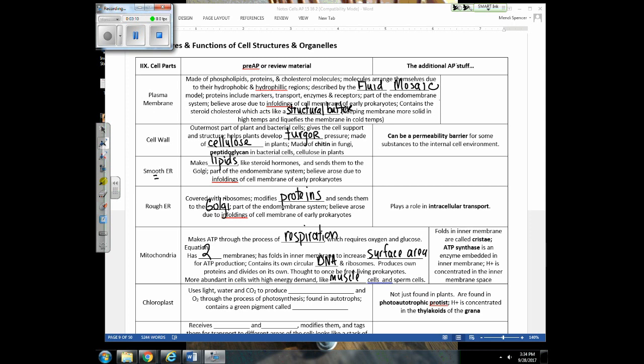The chloroplast does photosynthesis. In photosynthesis, it's producing organic molecules. Many of you probably put glucose there, but photosynthesis can produce other molecules besides glucose, but primarily it does produce glucose. It has that green pigment called chlorophyll. Chlorophyll is found in those thylakoids.